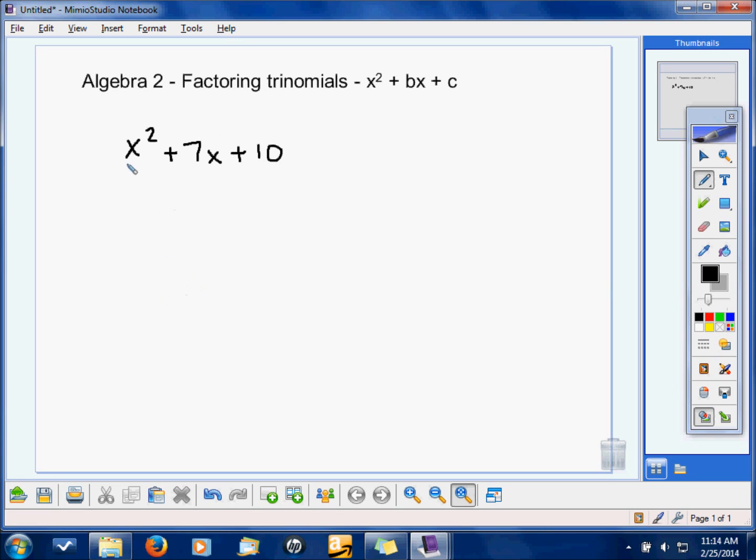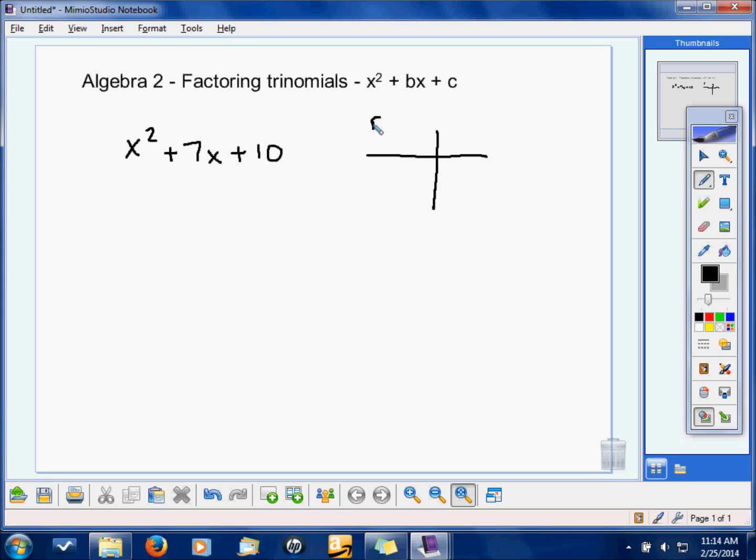First thing we should always check for is to see if there's anything in common. And is there? Just a 1. So there's nothing in common across all 3 terms. We don't have 2 sets of 2 terms, so we can't break it down like that. But since we have a coefficient of 1, we are going to be able to use a little trick. In this trick, we're going to list the factors of this last term, the constant.